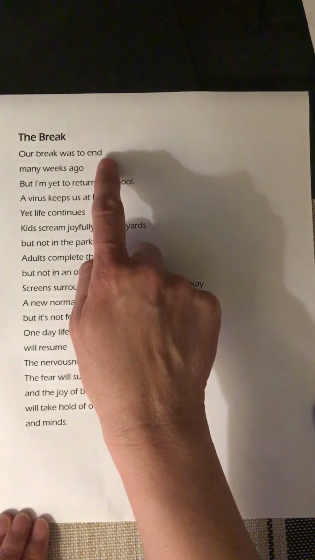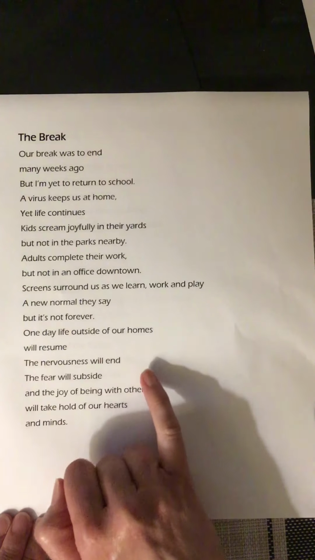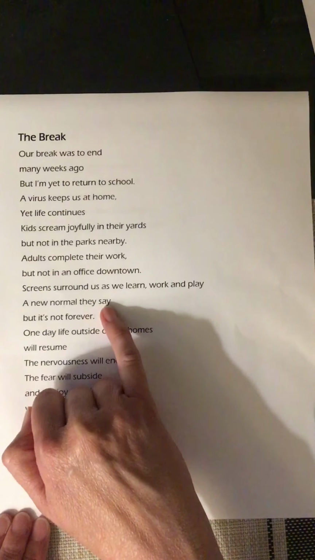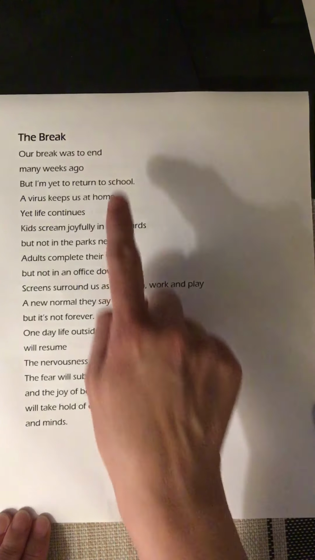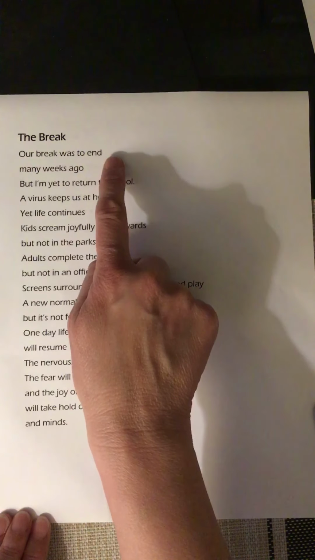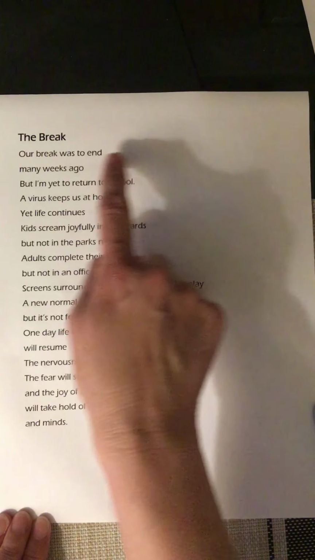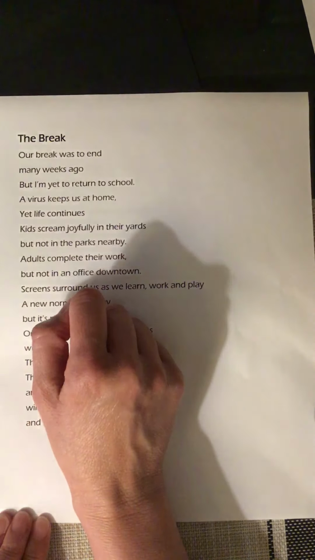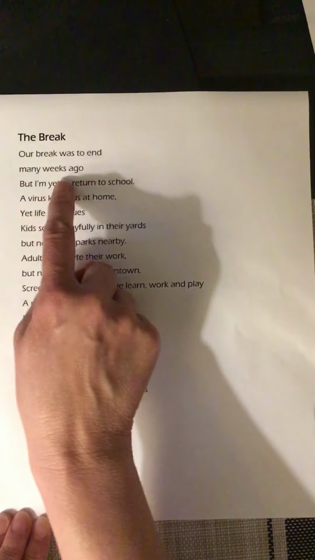Do you notice that the ends of the lines, they don't rhyme? I think I had an accidental rhyme in here somewhere. Play and say. Look at that, I do have an accidental rhyme, but that wasn't intentional actually. Do you notice that I decided where I wanted to have line breaks? Our break was to end, and I decided I wanted that to be the highlight of the line. So then I started a new line. Our break was to end many weeks ago.